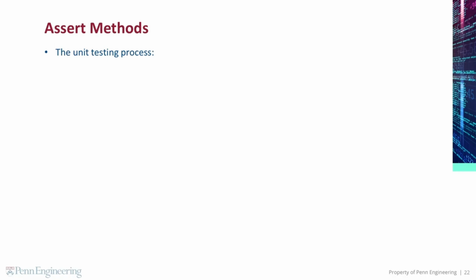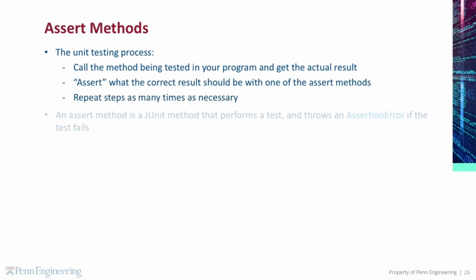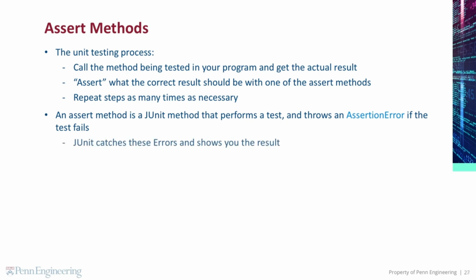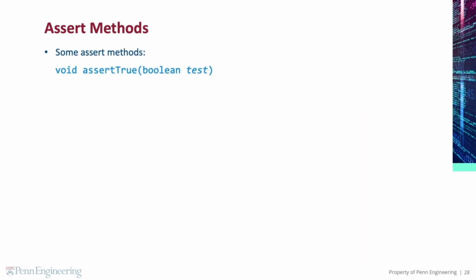The unit testing process looks something like this. Call the method being tested in your program and get the actual result. Assert what the correct result should be with one of the assert methods. Repeat steps as many times as necessary. An assert method is a JUnit method that performs a test and throws an assertion error if the test fails. JUnit catches these errors and shows you the result. Here are some assert methods.